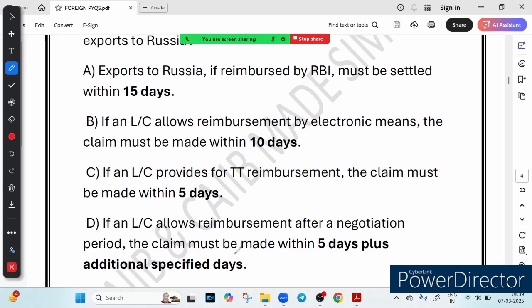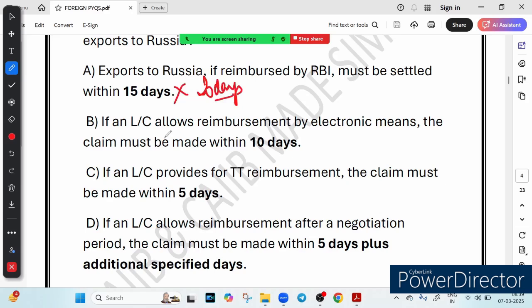Now let's break it down. Option A, export to Russia settled in 15 days. So what do you think? This option says that export to Russia reimbursed by RBI must be settled within 15 days. However, the actual rule is that such reimbursement must be settled within 20 days, not 15 days. Right? So this is wrong.